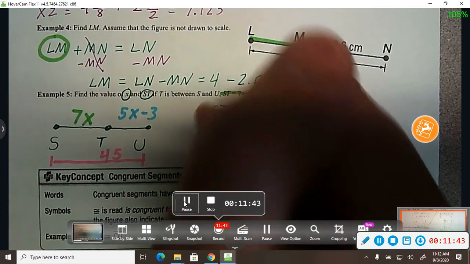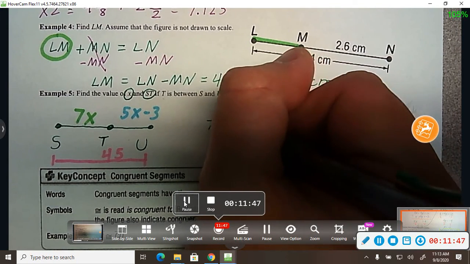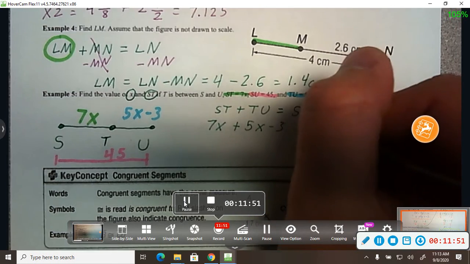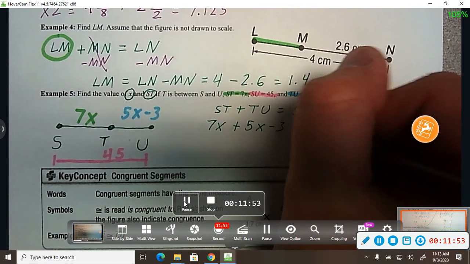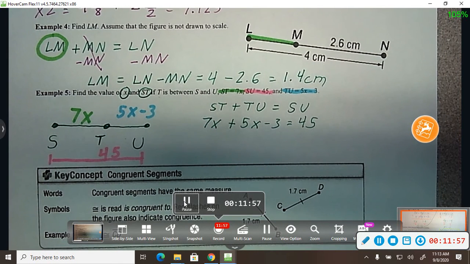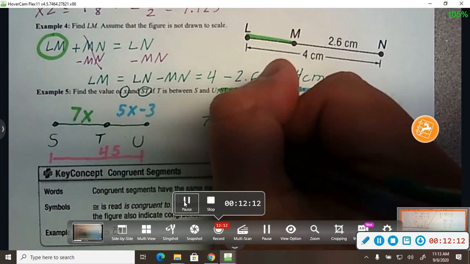What is ST? 7x. What is TU? 5x minus 3. What is SU? 45. From there, we're down to an Algebra 1 problem. You took that last year. You need to find the value of x. So I see like terms. 7x plus 5x is 12x.